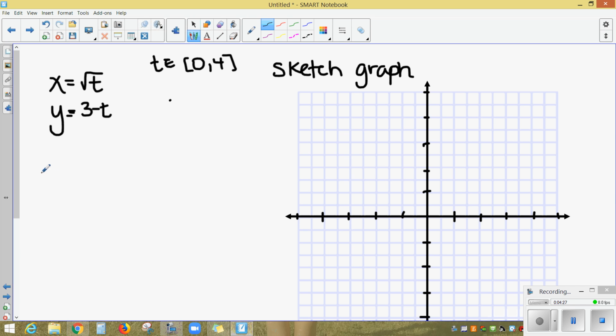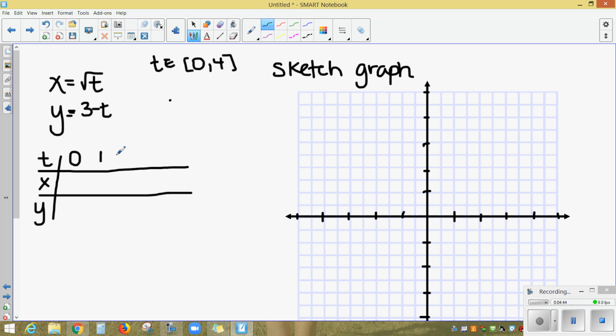When we're sketching a graph, the best way, especially if something is new to us, is to do what we've done all along, and that's just plot some points. Since I'm looking between 0 and 4 for t, I'll let t be 0, 1, 2, 3, and 4. Then I come down here to each of my equations, I plug in, and I see what comes out.